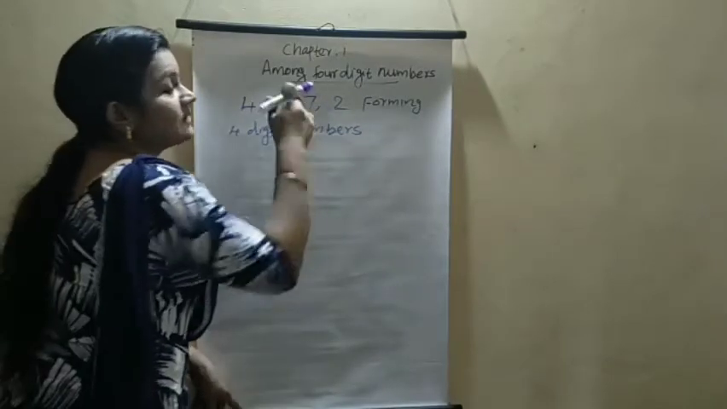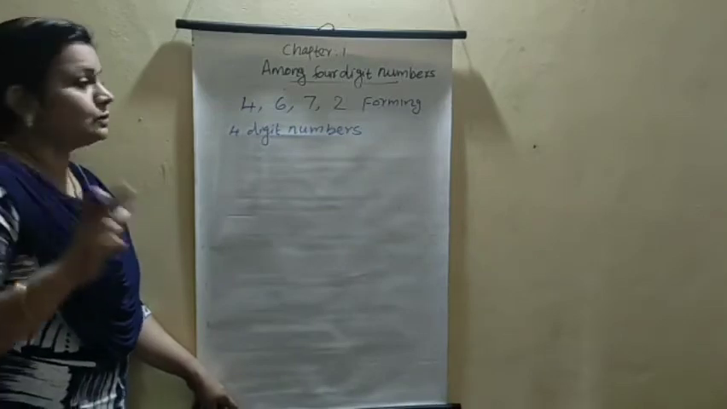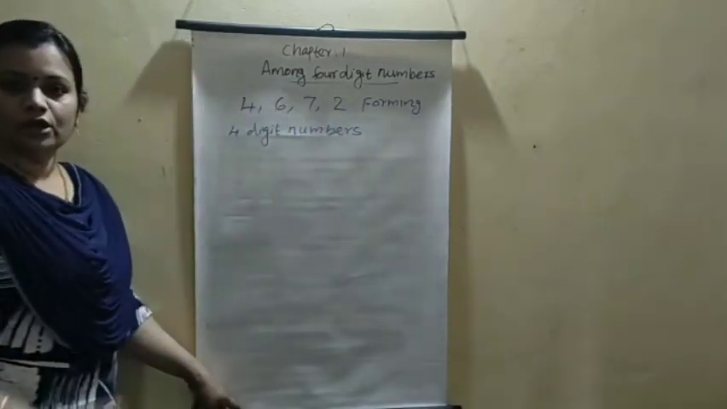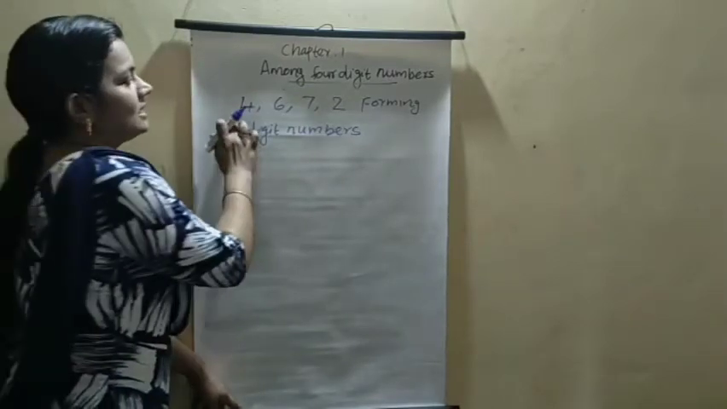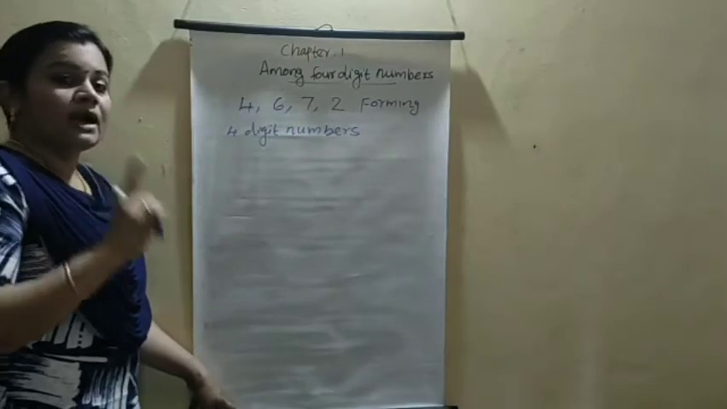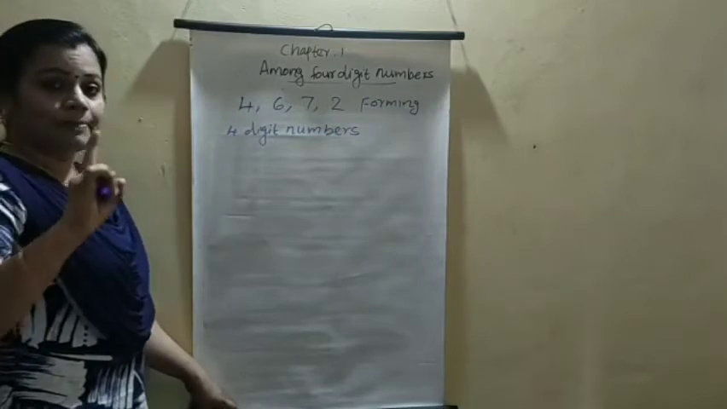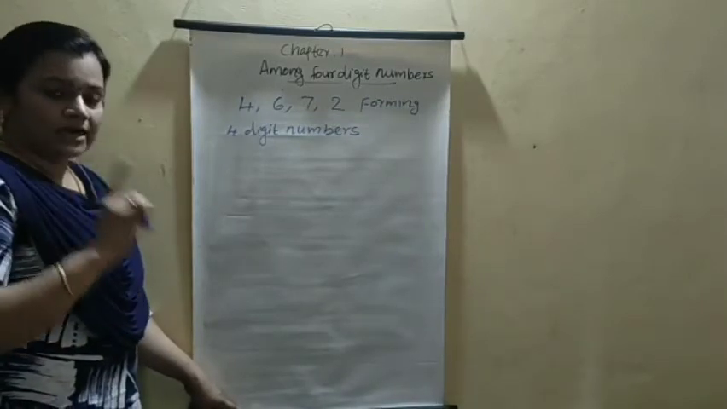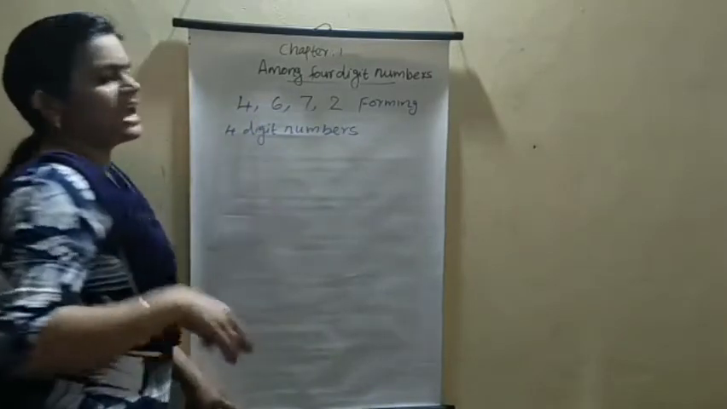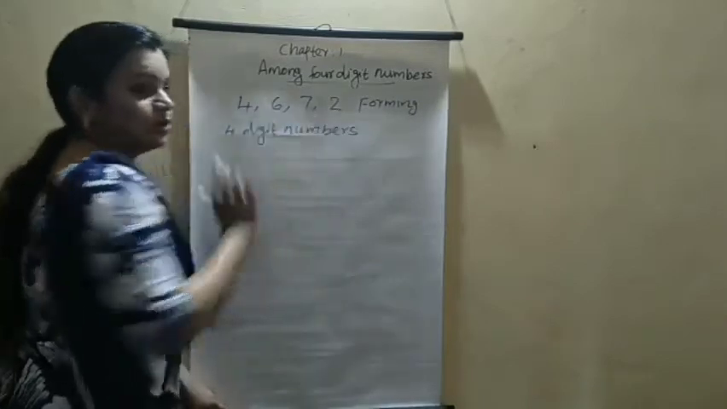Using these digits we form 4-digit numbers, but with one condition: don't repeat the same number. One digit you can write only one time. Understood? Anyway, we can form the 4-digit numbers using these digits only.